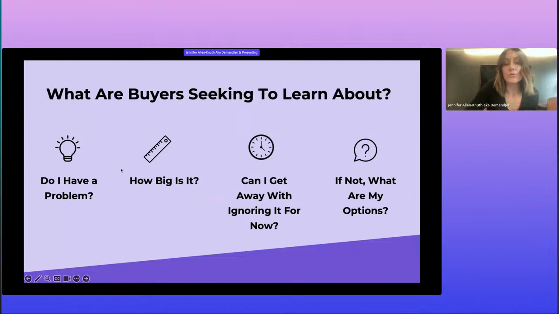So buyers go through this path. We know buyers don't wake up and say, I want to buy something today. Buying is terrible. Most want to avoid it. Instead, they have this moment where they say, do I actually have a problem? Let me do some research and see if this is big enough to solve. How big is this problem? If I'm going to hold my hand out to a CFO, I've got to be able to prove that it's a problem worth solving. The third question: can I actually get away with ignoring it for now?